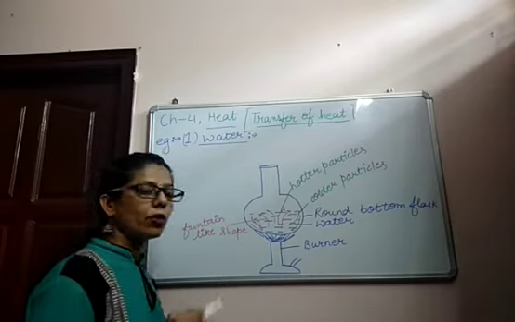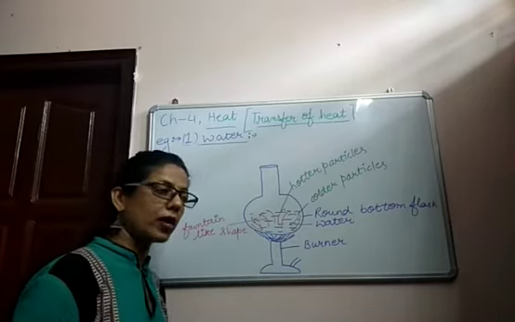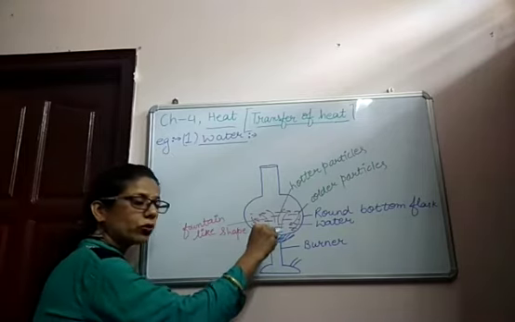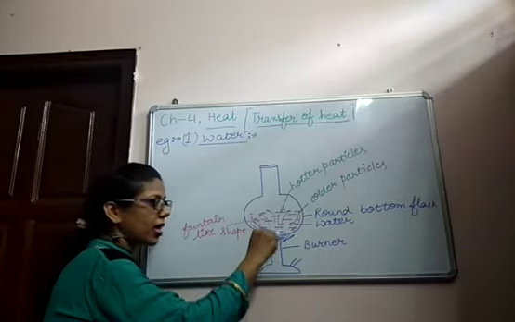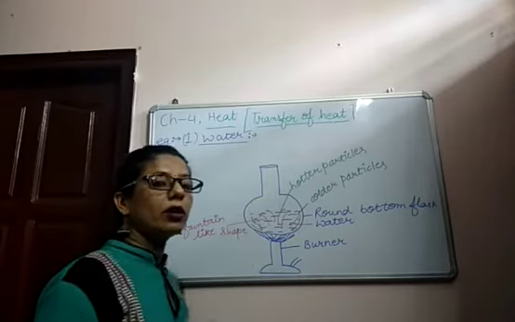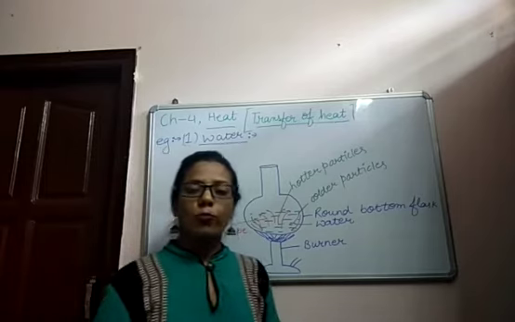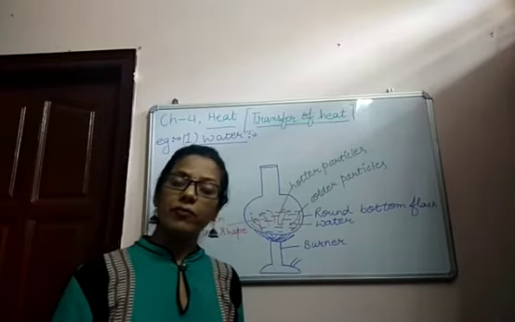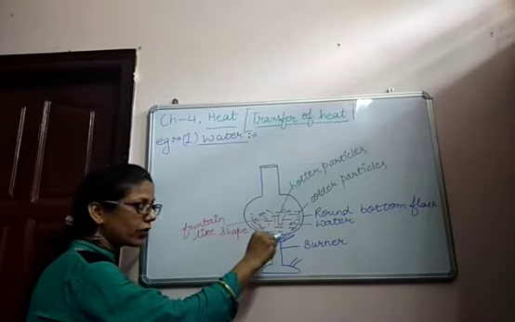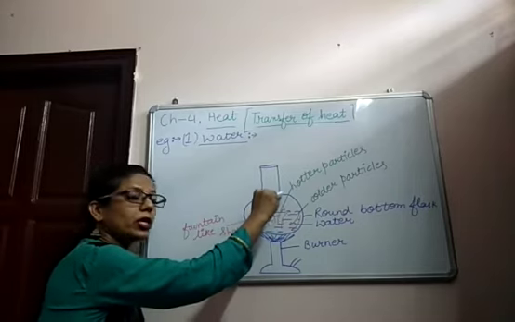After some time, we will observe that a fountain-like circulation pattern develops in the round bottom flask, because the water molecules near the source of heat, near the burner, are getting more heat energy, so they move upwards. Always, the particles or molecules which are near the source of heat energy move upward because they become lighter in weight.